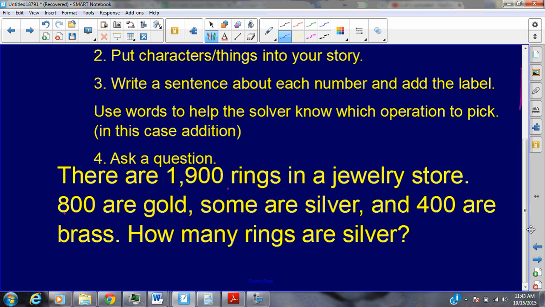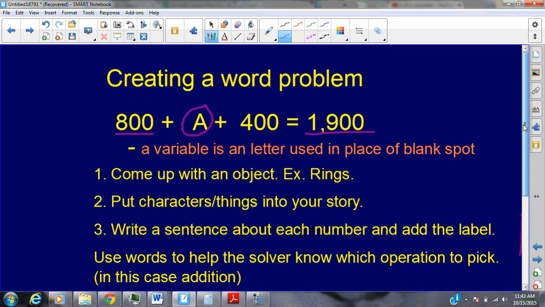If you were going to solve this yourself, what I would do is add the two known parts together, 800 plus 400. I know that's 1,200. And I know I want to find the difference between the rings I have and the total. So I am actually going to subtract. Your problem solver may not choose to use subtraction. They may just put that together and be able to count up from 1,200 to 1,900, and that's a way to solve it as well.